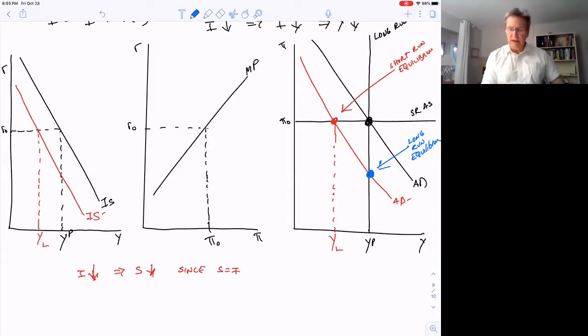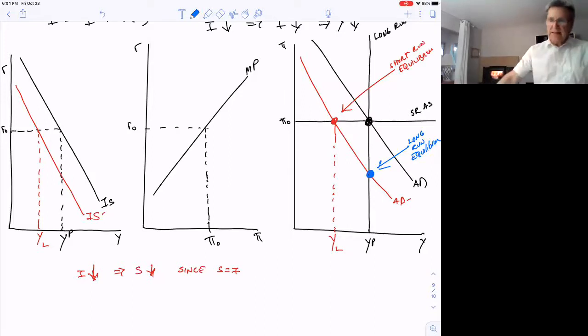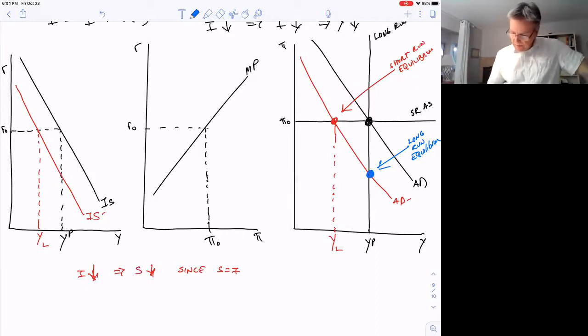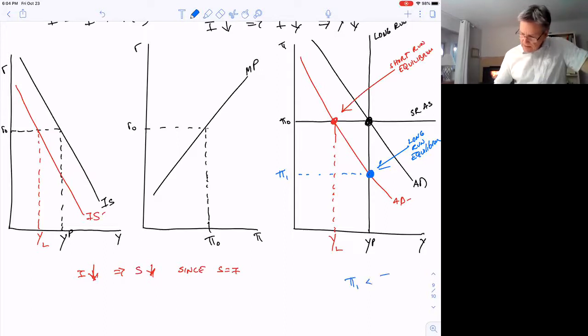From a fall in animal spirits. Provided that animal spirits don't increase and go back right up to where they were again. If they went back up to where they were, then the aggregate demand curve would go back to its old spot. But here we're talking about animal spirits falling and staying down. So eventually we're going to get to that long run equilibrium. And it may take a while because the inflation rate has to fall. And we'll call that new inflation rate pi 1, where pi 1 is a lower inflation rate than before.